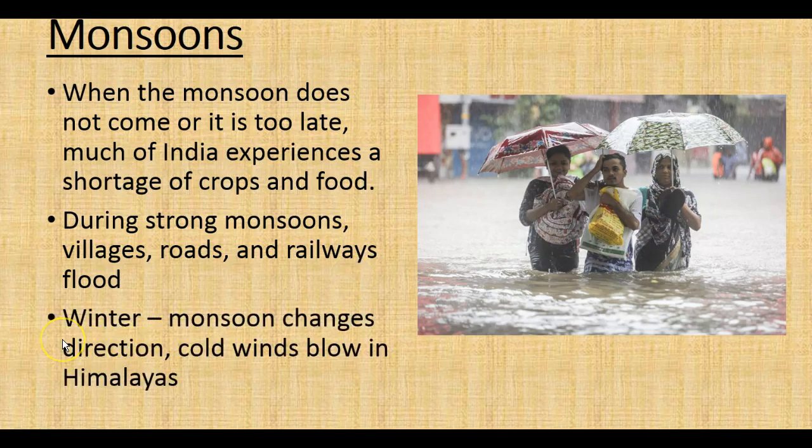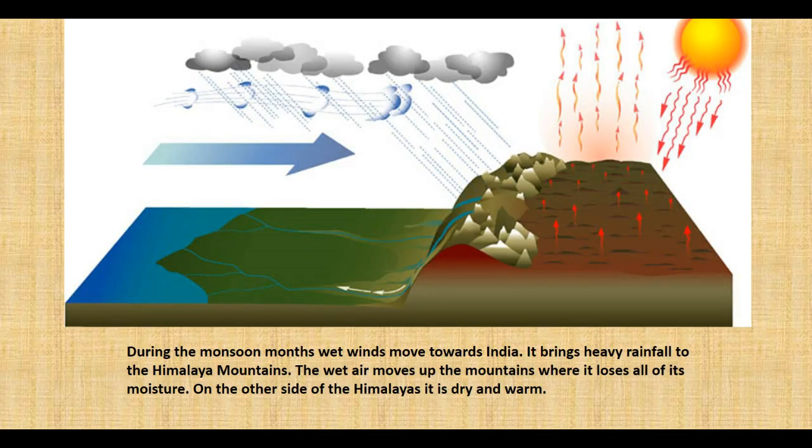Okay. In the winter time, the monsoon changes direction, and then the cold winds come off of the Himalayas and blow into the Indian subcontinent. Okay. During the monsoon months, wet winds move towards India. It brings heavy rainfall to the Himalayan mountains. The wet air moves up and over the mountains where it loses all of its moisture. And then on the other side, where the Himalayas are, it's dry and warm. Well, depending on elevation.